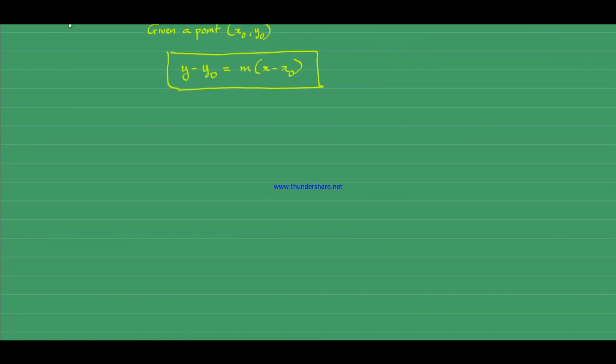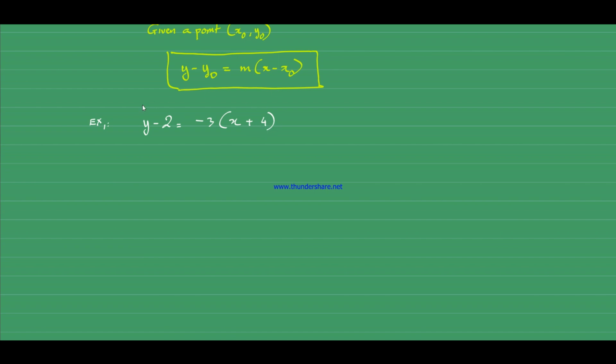Alright, now let me give you an example in point slope form. What if you have y minus 2 equals -3 times (x plus 4)? This is point slope form, and you see the slope over here is -3. The point over here is (-4, 2). Because the formula is negative already, x0 is actually -4.